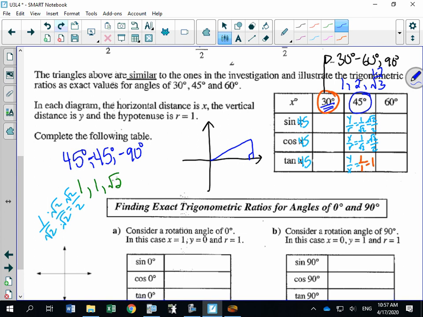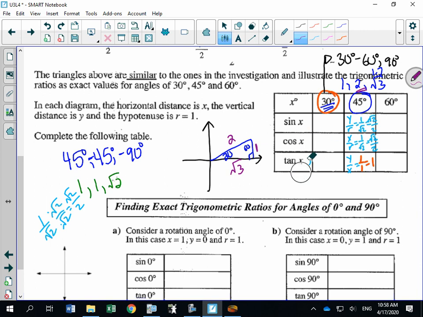If they want 30 degrees, that's the angle here. This would be 60. Okay, I need to figure out where the 1, 2, root 3 goes. The smallest number is 1, and that goes across from my smallest angle, which would be there. My biggest number is 2, which would be my hypotenuse. By default, that's where my root 3 would go.